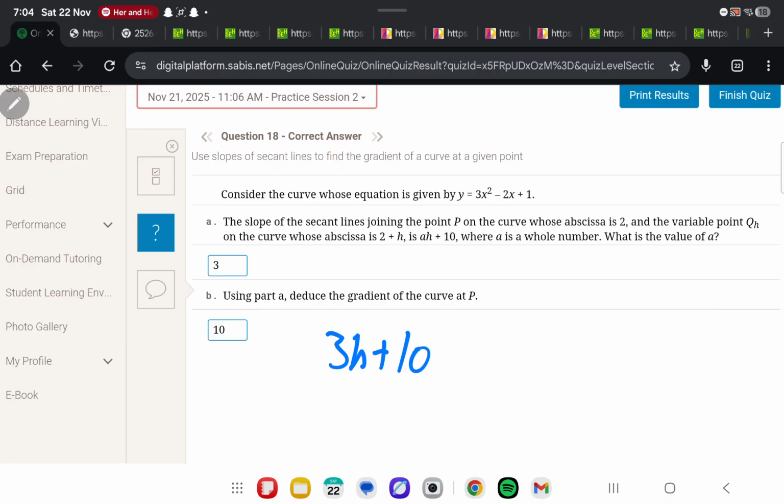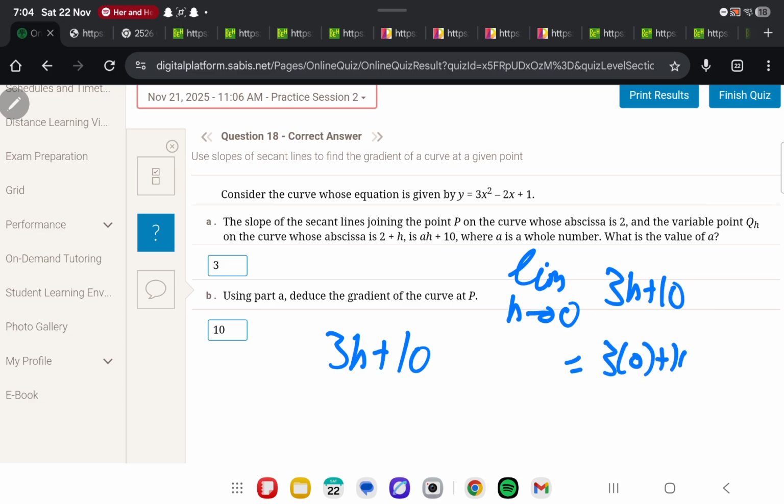Again, remember what we did last time where we took the limit as h approaches 0, because this is the derivative. This is the basic principle of a derivative. It's called first principles. Last time we took the limit as delta x. Now we're taking it as h, but it's the same principle. So for 3h plus 10, what does this mean? It's going to equal 3 times 0 plus 10, which gives me 10. This is my answer. Done.